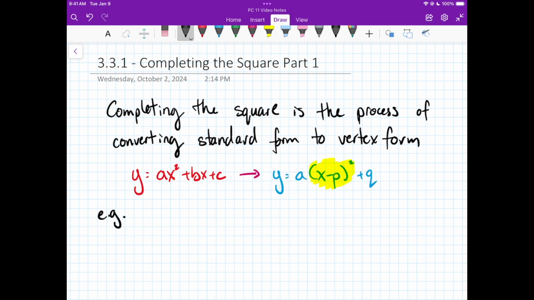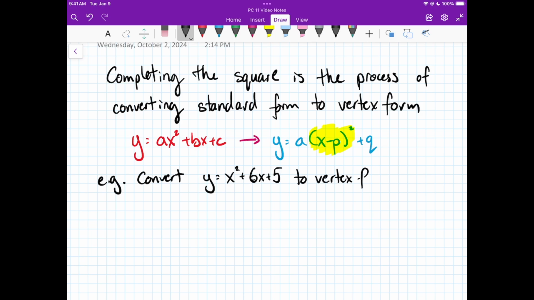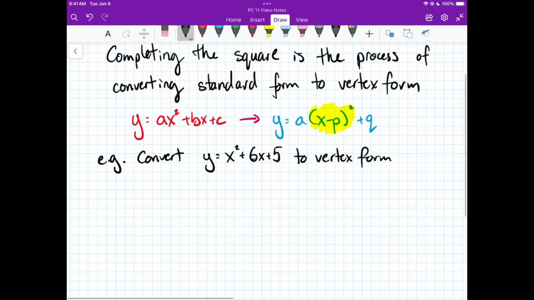So, for example, a pretty basic question from this topic might say something like convert some function in standard form, like y equals x squared plus 6x plus 5, and we want to turn that into vertex form. That might be so we can find the vertex, that might be in order to graph, it could be for lots of reasons, but in general, we're going to be doing this a lot. So, going through some steps.